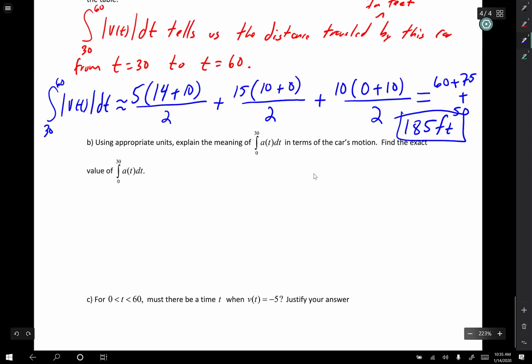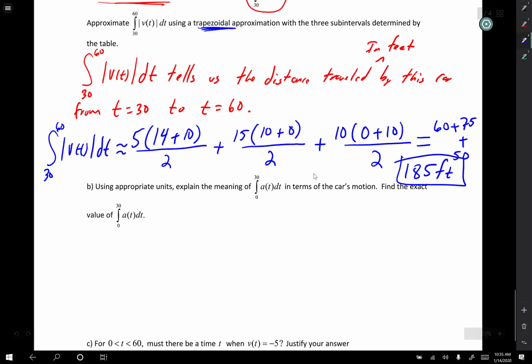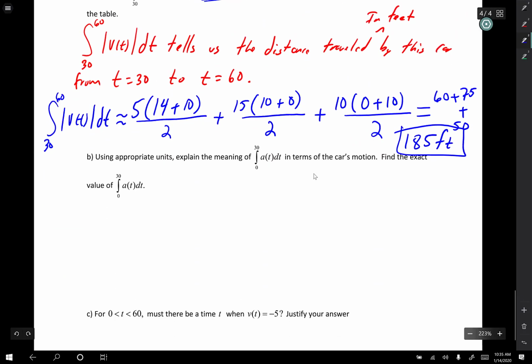Letter B. Using appropriate units, explain the meaning between 0 and 30 of a of t dt in terms of the car's motion. Find the exact value. Okay, let's think about it, guys. Don't worry, I know we're running out of fuel, but we're doing a car problem. But we'll get there.